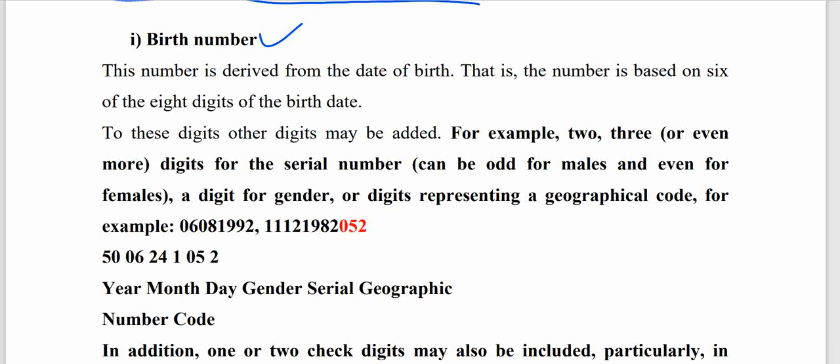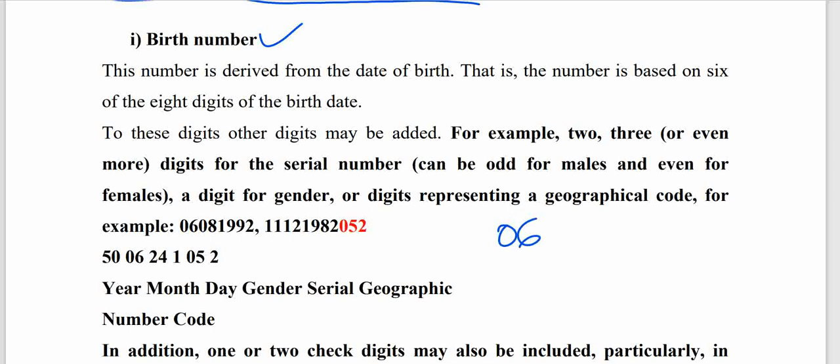To those digits, other digits may be added. For example, 2 or 3 digits may be added for the serial number. The serial number can be odd for males and even for females, so digits for gender, or digits representing a geographical code. For example, we have these 2 numbers here. Let's look at that very well. We have 06.